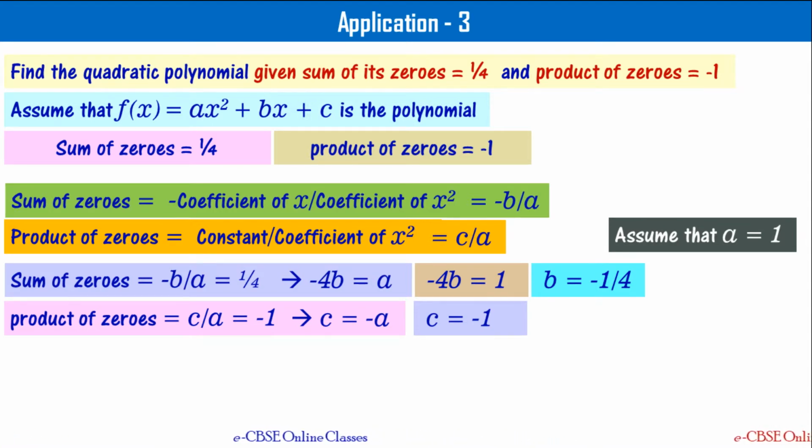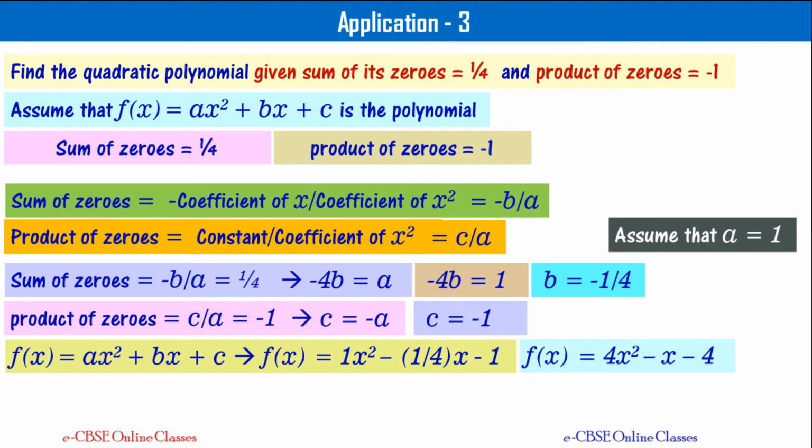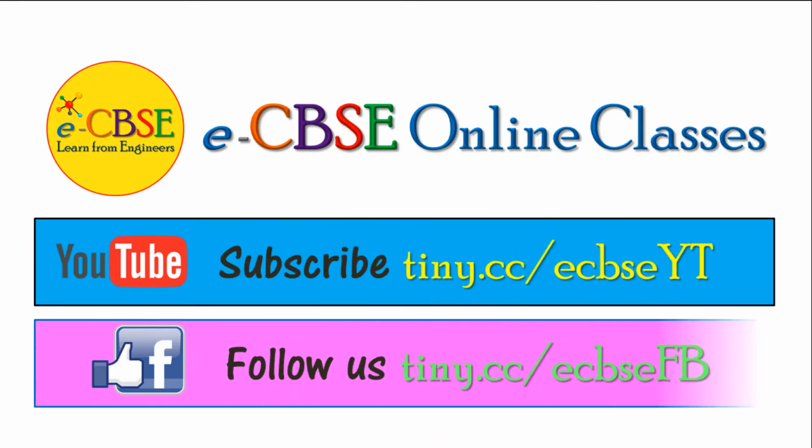Let's substitute these values into f(x) = ax² + bx + c such that you can write f(x) = 1x² - 1/4 x - 1. This particular equation can be rearranged and written as f(x) = 4x² - x - 4. This is what we are asked to find. This is the quadratic polynomial that can give the sum of its zeros equal to 1/4 and the product of zeros equal to -1. You can verify that. I hope you like the video.